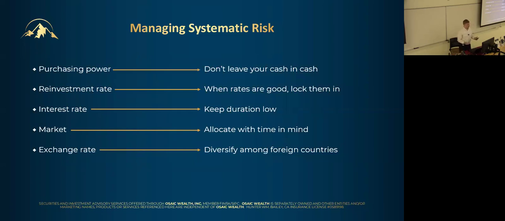With interest rate risk, keep the duration low. We'll talk about what duration actually means a little bit later, but it's simply a measurement of how sensitive your bond funds are to the interest rate. So the lower that is, the less your bonds will move up and down in value. For market risk, allocate with time in mind. Make sure that you're paying attention to how long you actually have for each of your goals and allocate alongside that. For exchange rate, diversify among those foreign countries. Make sure that you're not too invested into any one particular country.